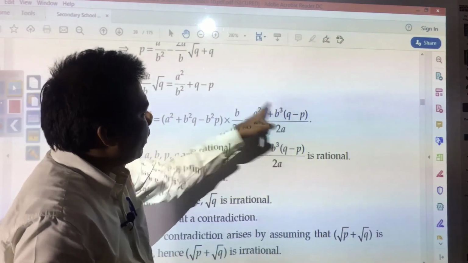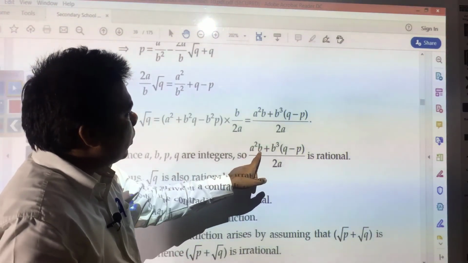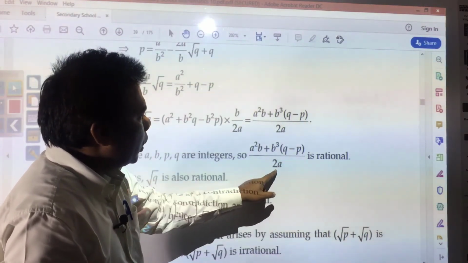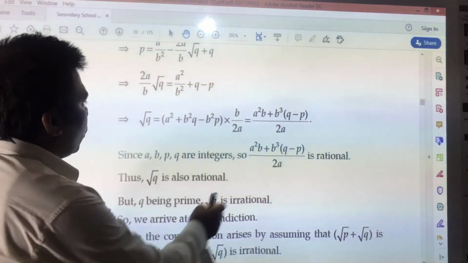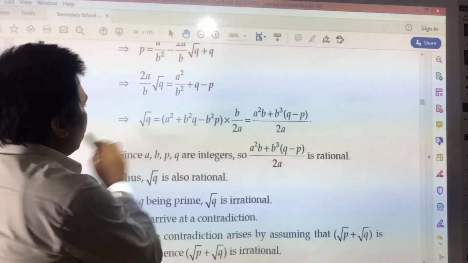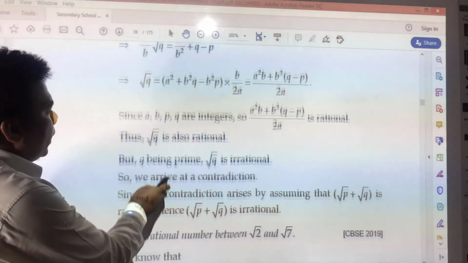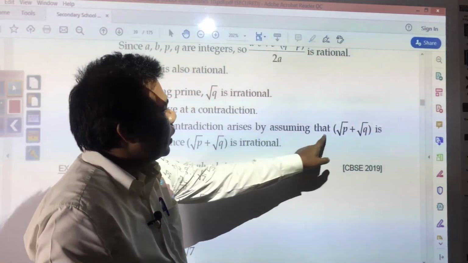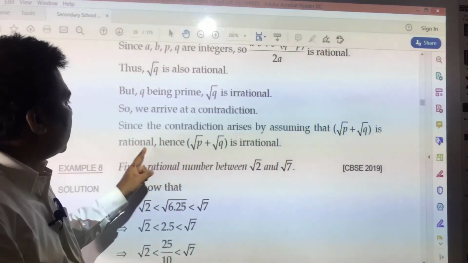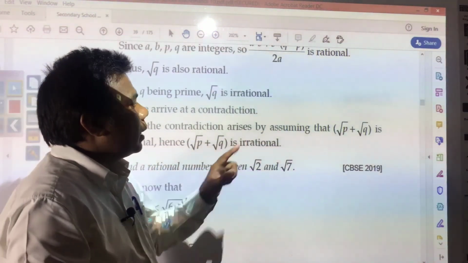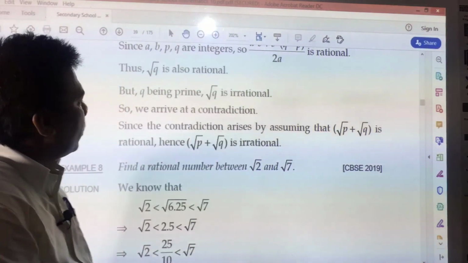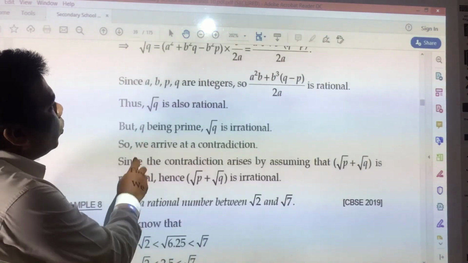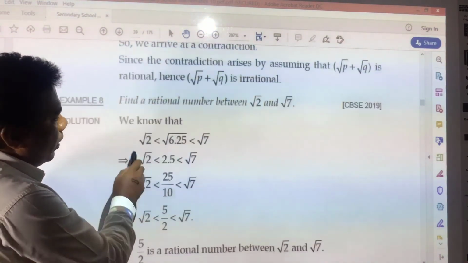So you need to simplify this, and finally you will get a square plus b square, whole times q minus p, divided by 2a is rational. If this is rational, it means root q should also be rational, and again a contradiction will arise. Since the contradiction arises by assuming that root p plus root q is rational, hence root p plus root q is irrational. All these examples I am explaining are very important for the exam. So you need to practice again and again.